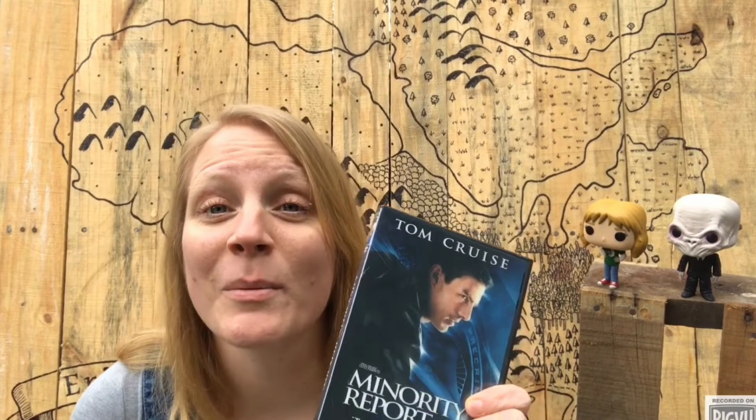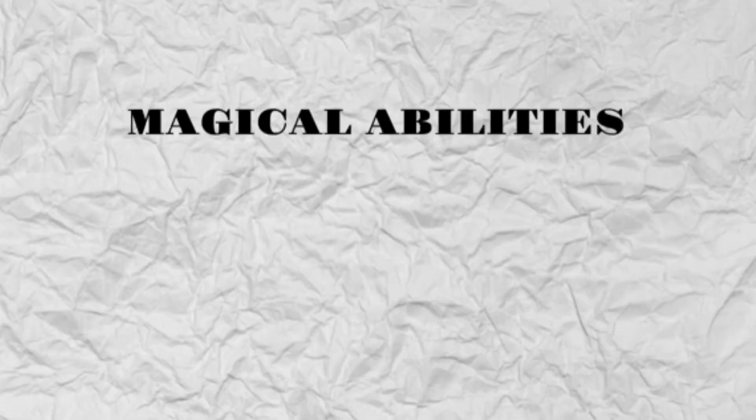In the movie Minority Report, there are 3 mutated human precogs that have the psychic ability to predict crimes for the pre-crime division of the police department. So people are apprehended based on that foreknowledge. Precogs also have a hive mind. Kinda creepy cool, huh? Magical abilities.